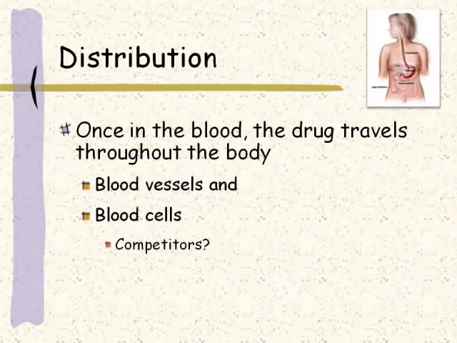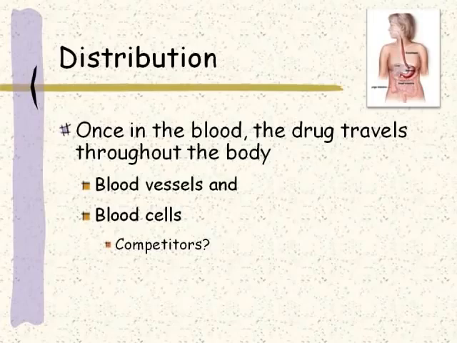Distribution. Once the drug is in the blood, it travels throughout the body. It travels through blood vessels, mostly, and blood cells. Some of the things in the blood will make a difference in how the drug is distributed. Does this particular drug have to bind to protein? Well, maybe there's other things in the blood that are competing for that protein, and so the drug can't combine. So those are some of the things that in later pharmacology you're going to have to think about.